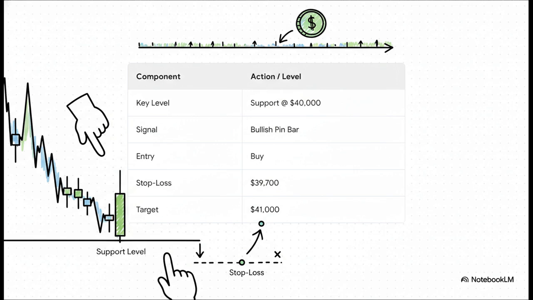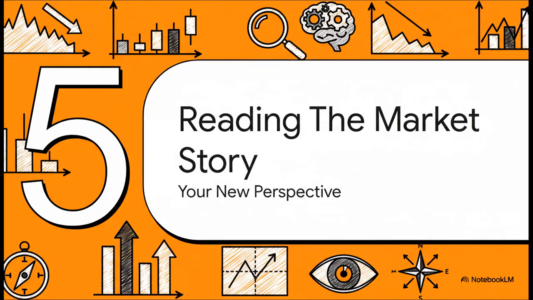So for step 4, we place a buy order. And finally, step 5, we set our stop loss just a bit below that support, say at 39.7, and we aim for the next resistance level as our target, maybe around 41,000. See how we just checked off every box on our plan? So simple. Okay, let's wrap this up by reading the market story.